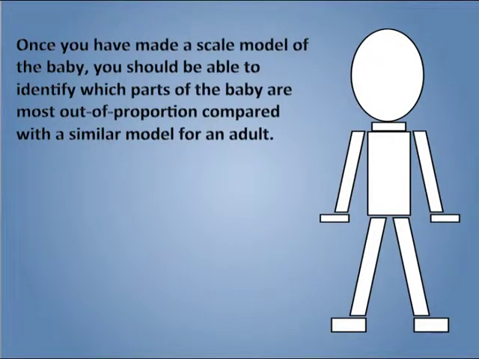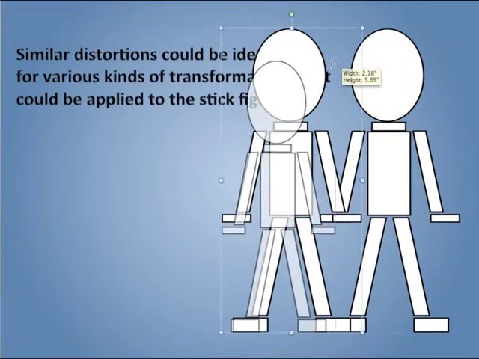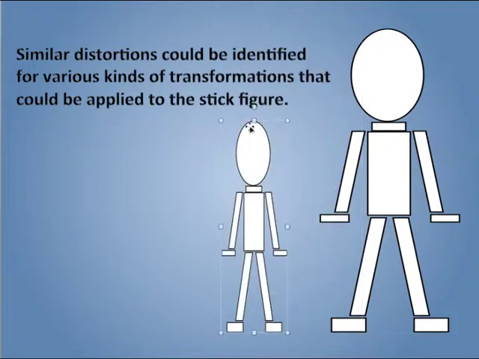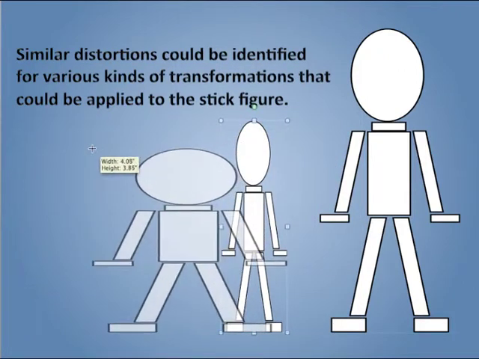Once you have made a scale model of the baby, you should be able to identify which parts of the baby are most out of proportion compared with a similar model for an adult. Similar distortions also could be identified for different kinds of transformations that could be applied to the stick figure.